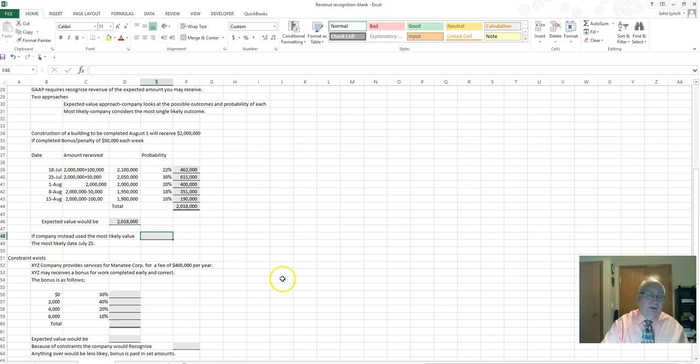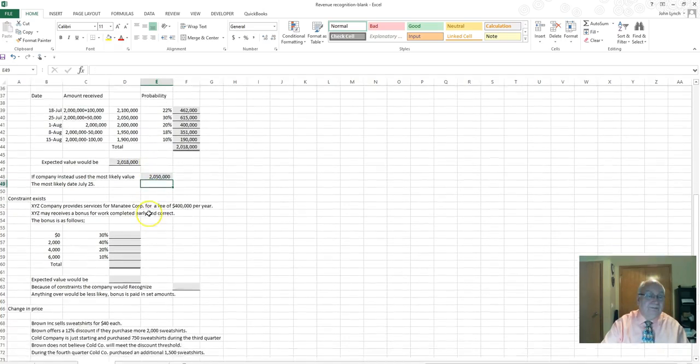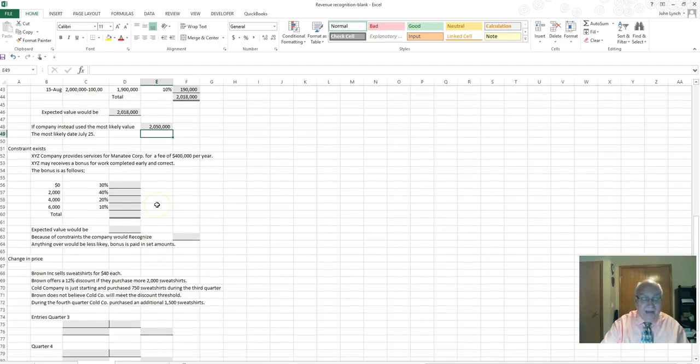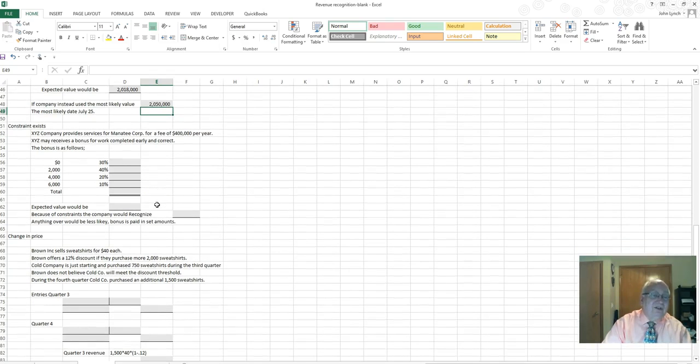That's the first approach. The second approach is if the company instead uses the most likely value. Well, the most likely value the company may decide is the $2,050,000. So we would use that amount. Okay, now the other possibility we would have is a constraint. We have a constraint that exists.